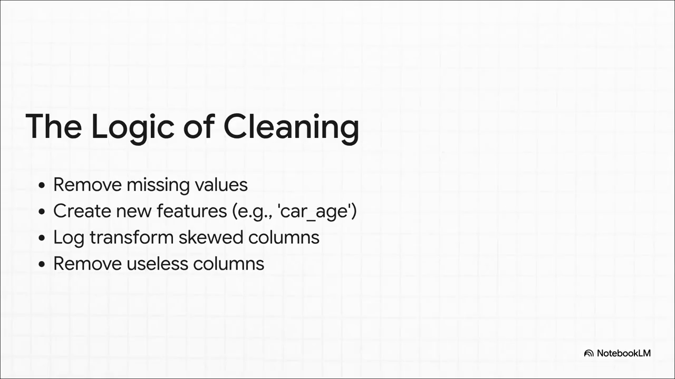So let's quickly talk about the logic behind that cleaning code. You drop missing values because, well, most models just can't handle them. You might create new features, like turning a year column into car_age to give the model better information. You log transform skewed data to help the model learn the patterns better, and you drop columns that are just useless noise. See, it's not random. It's all about improving the quality of your data.